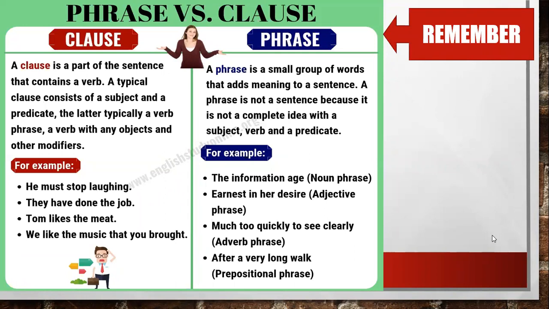A phrase is not a sentence because it's not a complete idea with a subject, verb, and a predicate. So don't forget, in simple words, a phrase is a small group of words that adds, notice here, adds meaning to a sentence. Here it doesn't say that it has a complete meaning, no. Adds, gives meaning to a sentence, all right? The examples, the information aids. Here you have an example of a noun phrase. Earnest in her desire. This is an example of an adjective phrase.